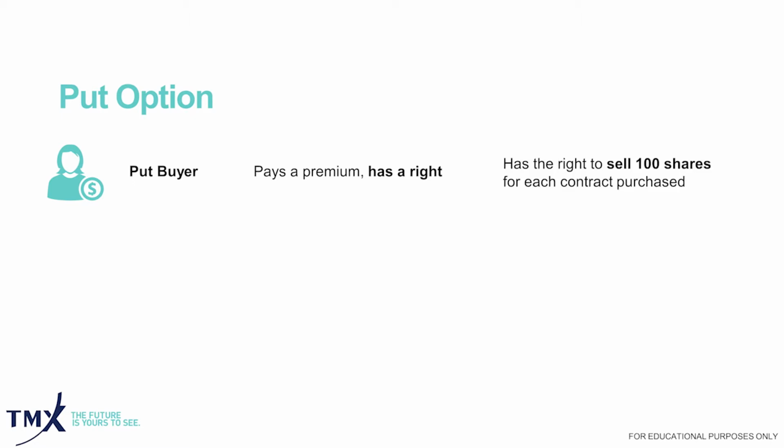The next is the put option. Now, much like the call option, the put buyer is going to pay a premium and secure a right. But that right is, in fact, to sell 100 shares for each contract that is purchased. So you've got somebody on the other side of it that has a completely different outlook and says, that's all well and good, but I would like to buy that stock at a cheaper price. And I'd like to get paid to wait.